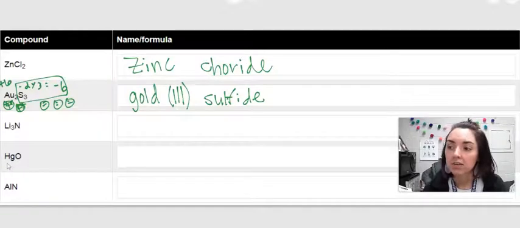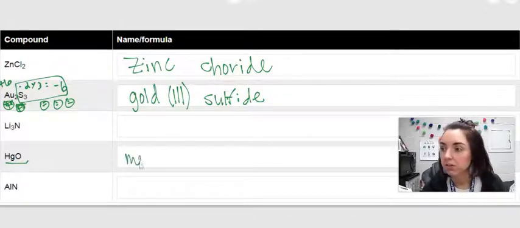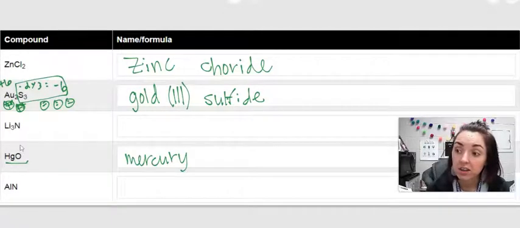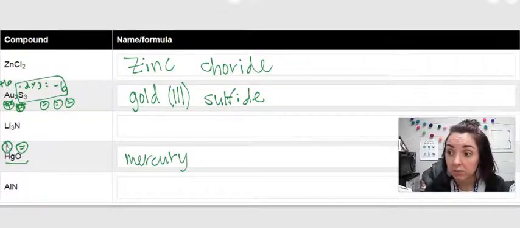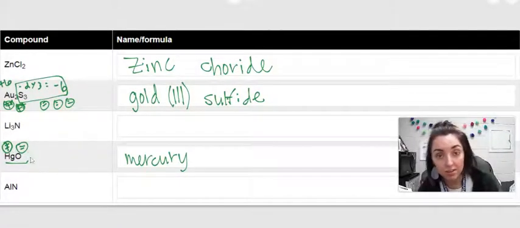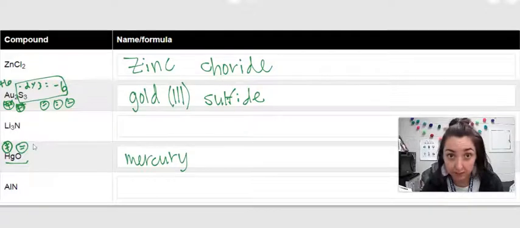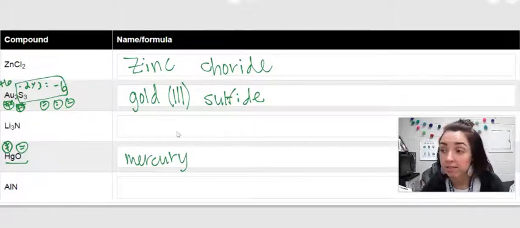Let's go down to this one here because that is another one. It's mercury, where mercury can have multiple charges. So mercury stays the same. Oxygen has a -2 charge. Since there's only one of each, that means mercury must have a +2 charge to balance that out. If we know oxygen has a -2 charge, again, go look that up on your periodic table, mercury must have a +2 charge to balance that out. So I'd write mercury 2 oxide.